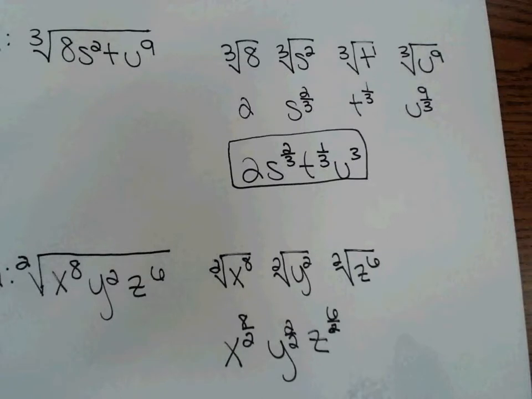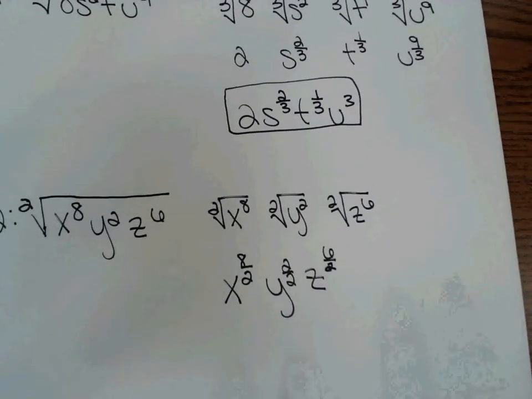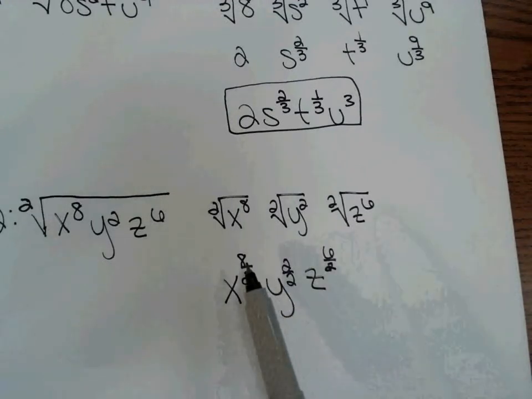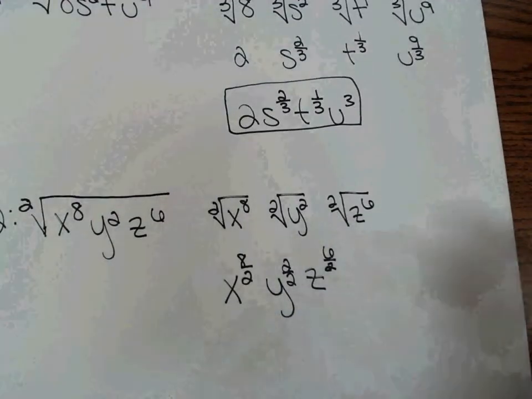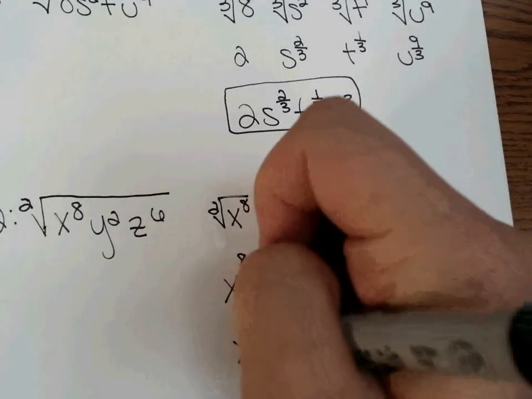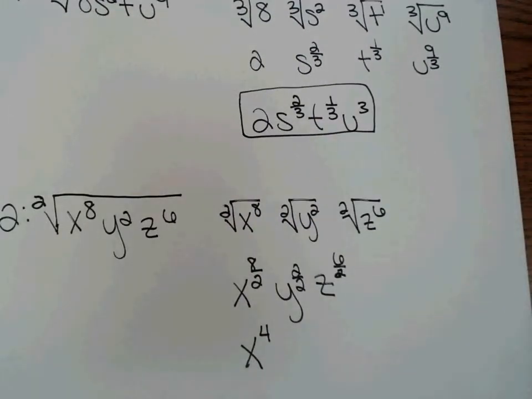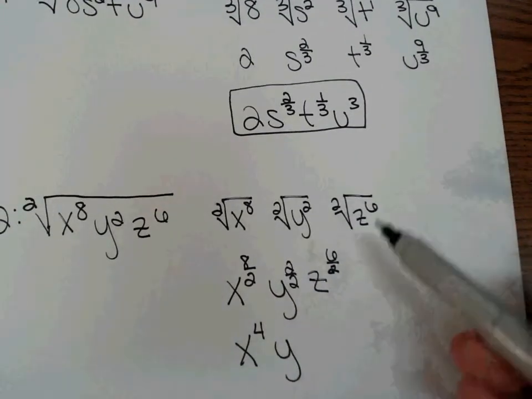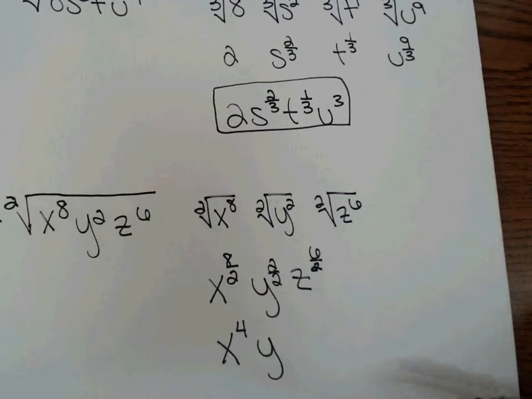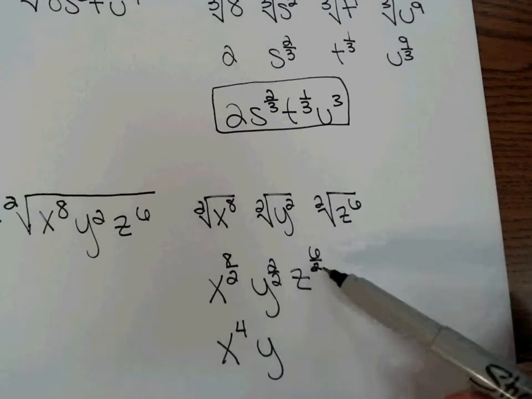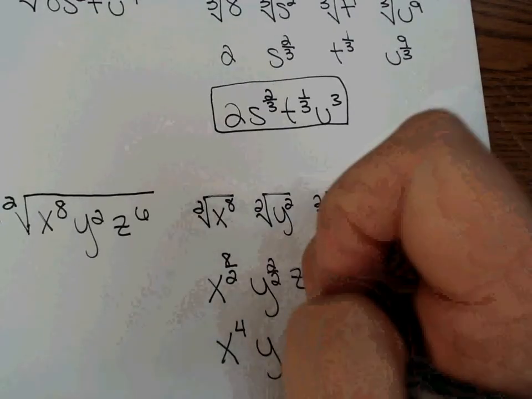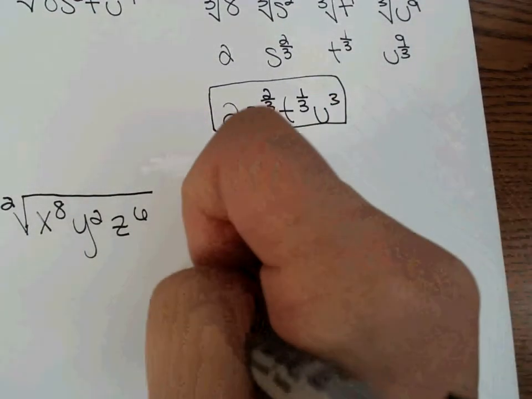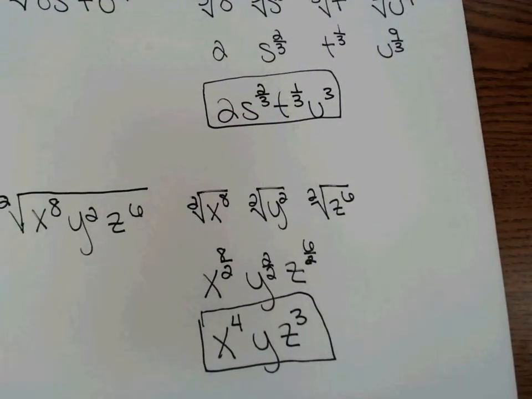Now before we can be finished, we need to simplify our answers, so look at these powers, and we can simplify all 3 of these. 8/2 simplifies to x to the 4th power. 2/2 simplifies to 1, so I can say y to the 1st, or just y. And 6/2 simplifies to 3, so I can say z to the 3rd power. And that will be your final answer.